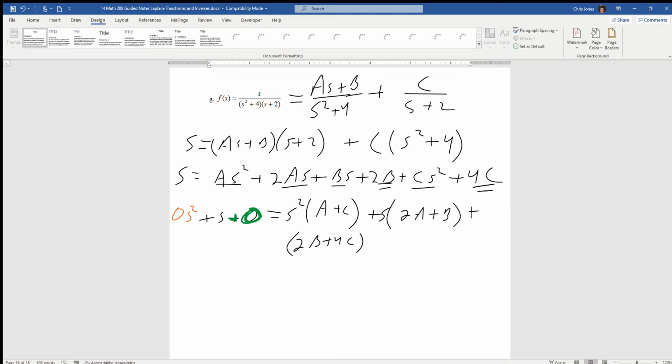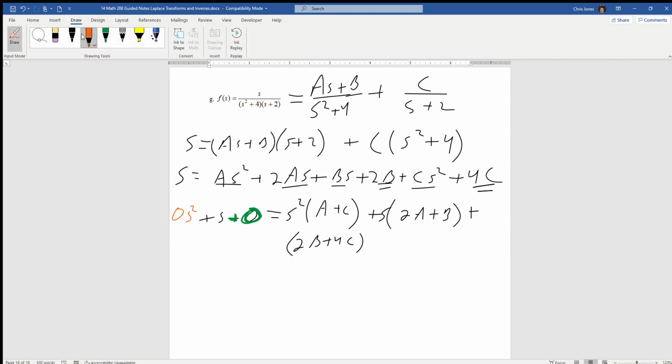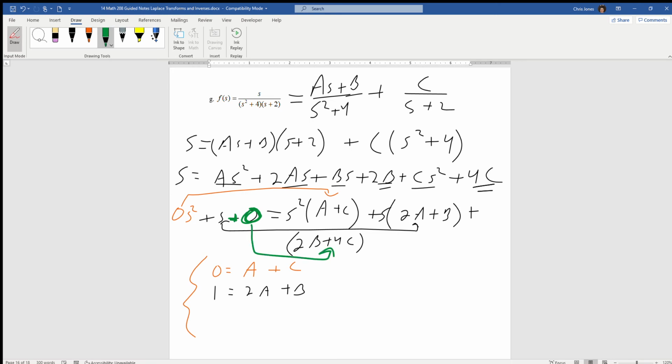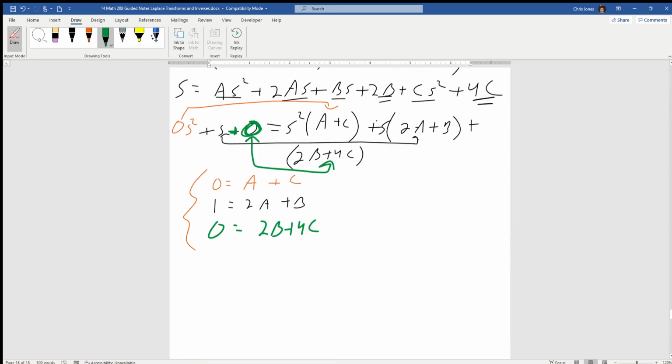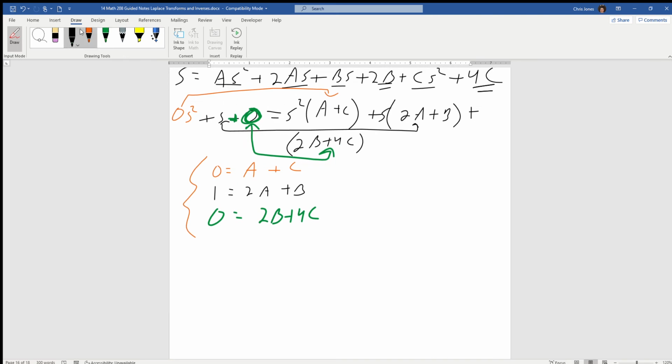Now we can match these up just like we've done a number of times. We know that 0 is going to match up to A plus C in our system, so 0 equals A plus C. We know that the s to the 1 coefficient matches 2A plus B, so 1 equals 2A plus B. And finally, the other 0 is going to match up to the constants, so 0 equals 2B plus 4C. All right, now we can solve this system to get some relationship between A, B, and C.